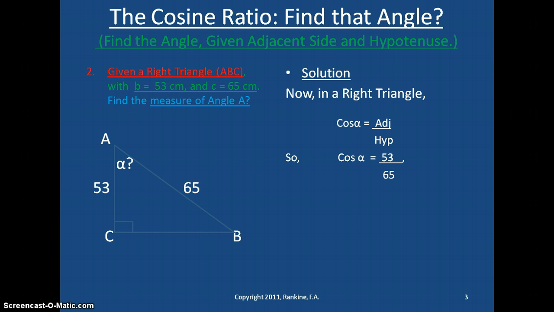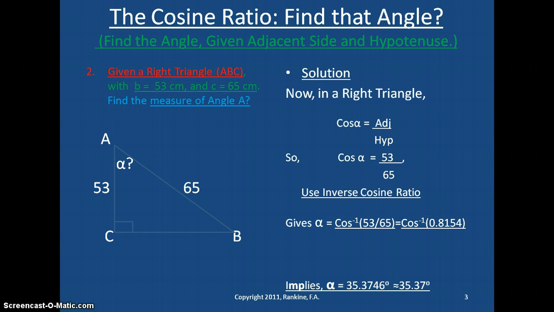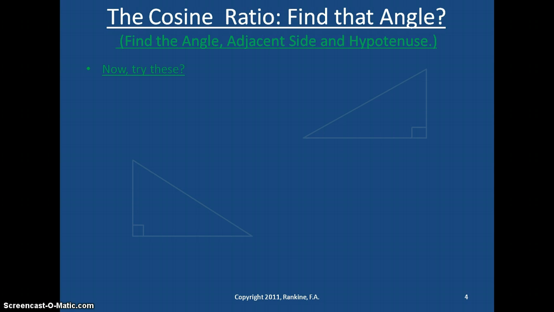And then, since the angle is missing, we're going to use the inverse cosine ratio. Gives alpha is equal to cos inverse 53 divided by 65 equal to cos inverse 0.8154. Alpha is equal to 35.3746, approximately 35.37 degrees. Did you get that? Good.